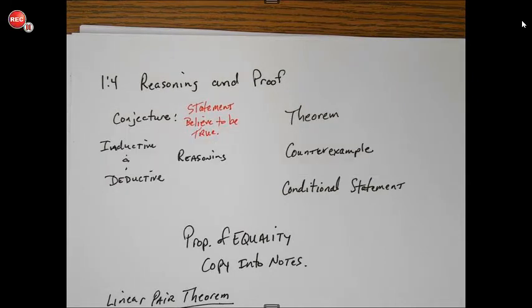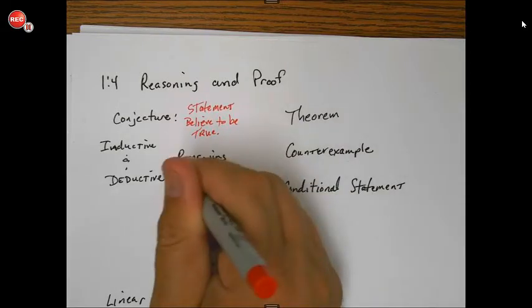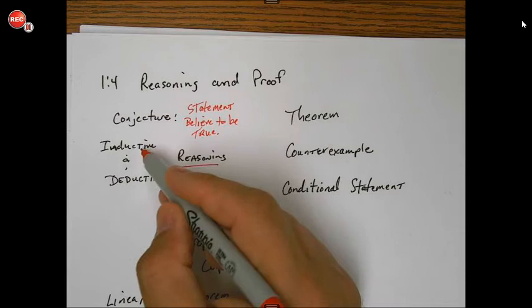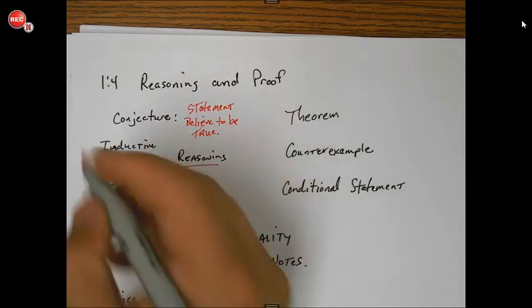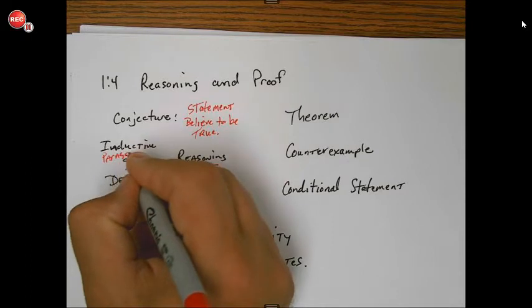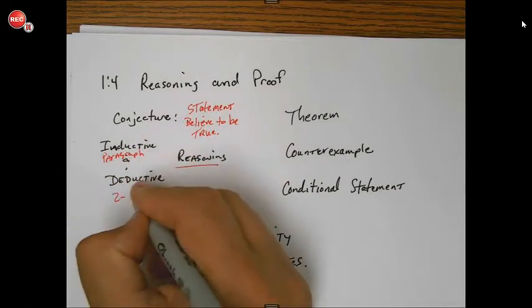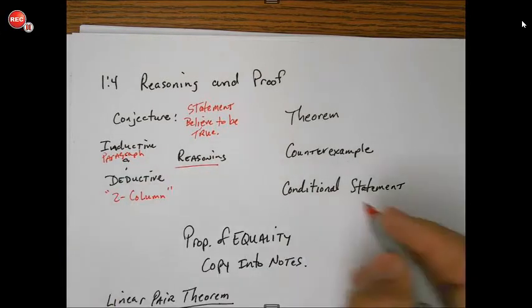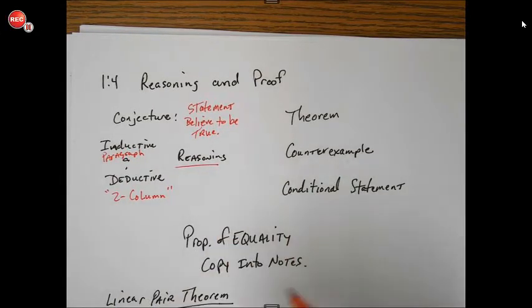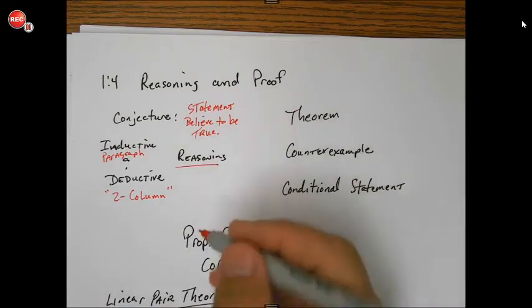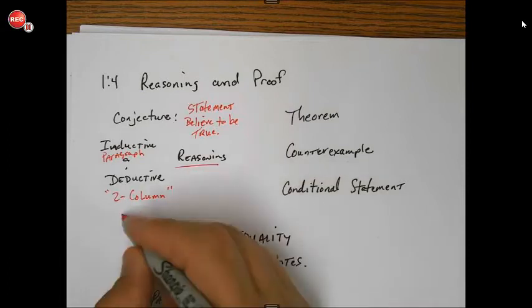All right. And then there's two types of reasoning, or kind of to prove the conjecture. You can use inductive, which we don't use a lot. That's kind of just like in paragraph. And deductive is what we use mostly, and it's called a two-column. It's like you make a statement and then you prove why it's true. And so we use a lot of deductive reasoning or two-column proofs.